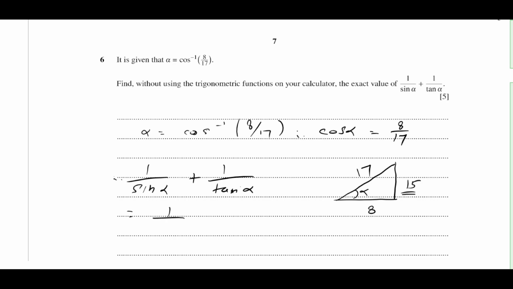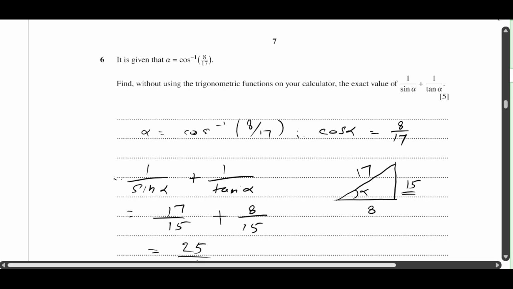This is equal to 1 divided by sin alpha. Sin alpha is what? 15 upon 17. So this will become 17 upon 15 plus the tan alpha. Tan alpha is 15 divided by 8, so its reciprocal will become 8 divided by 15. So 17 plus 8 is what? 25. 25 upon 15.